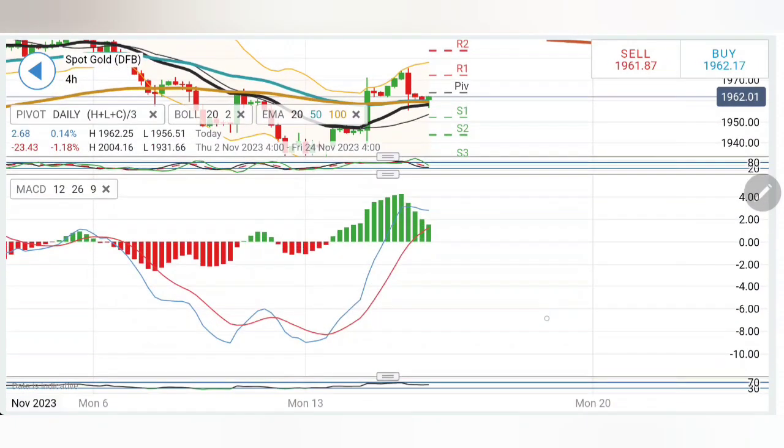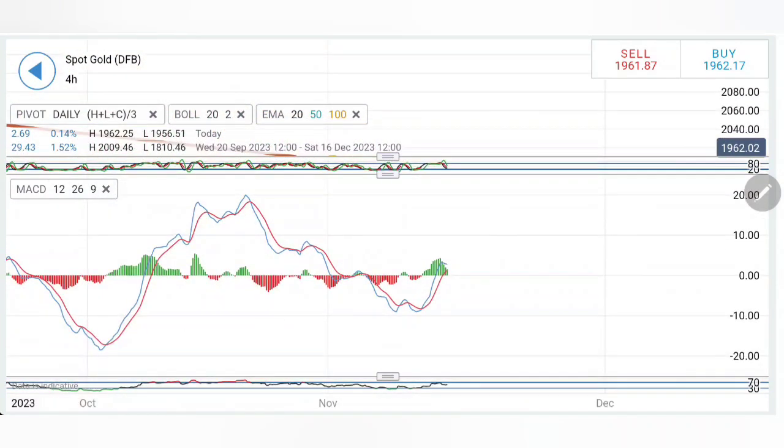Stochastic has dropped. MACD was trading with extreme divergence. It has converged. It can continue to diverge more and look up for further upside.